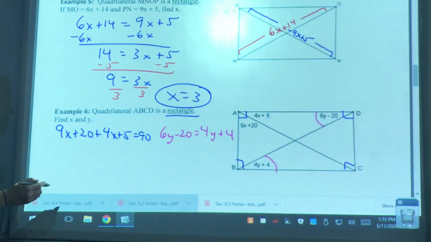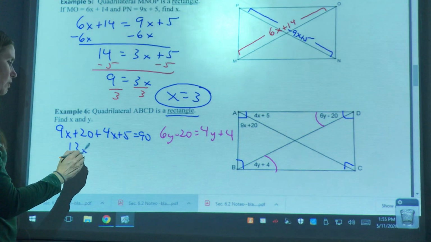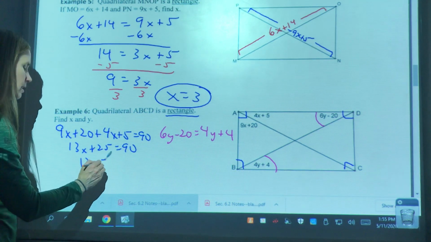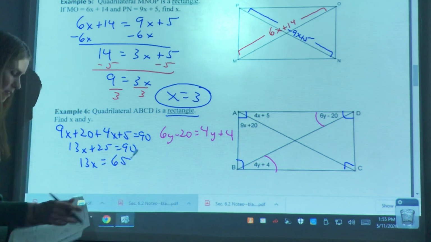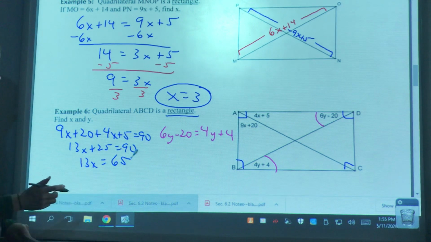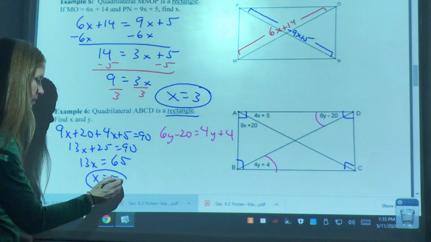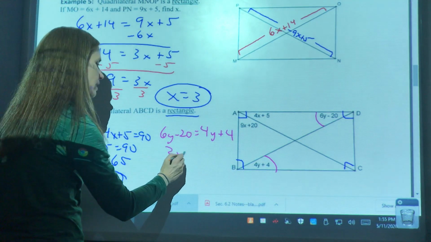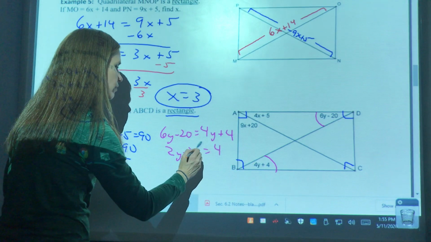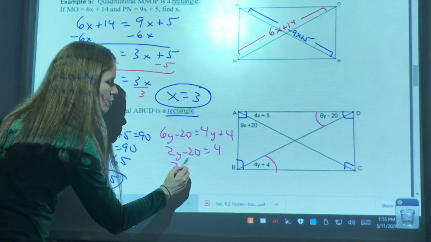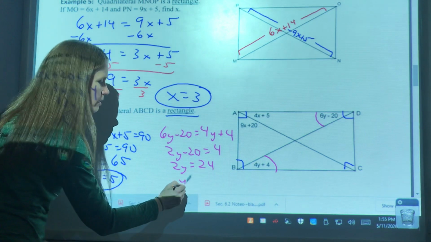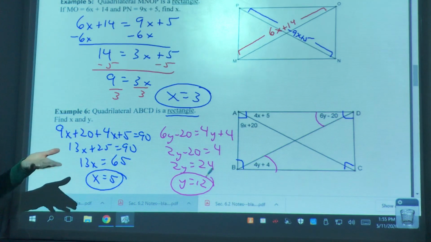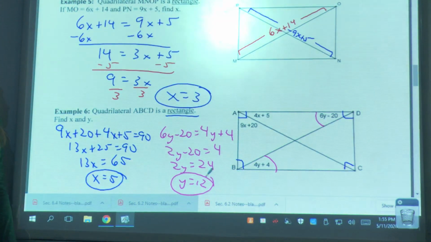I'll go ahead and solve it from here, and I can go ahead and say 13x plus 25 is equal to 90. From there, I've got 13x is equal to 65. And from there, I end up with x is equal to 5. Okay, solving for y. I end up with 2y minus 20 is equal to 4. From there, I've got 2y is equal to 24. And when I solve, I've got y is equal to 12. Again, pay attention to what they're asking for. This time they're just asking for x and y, so we're good at that point.